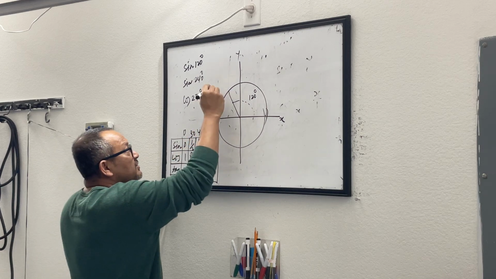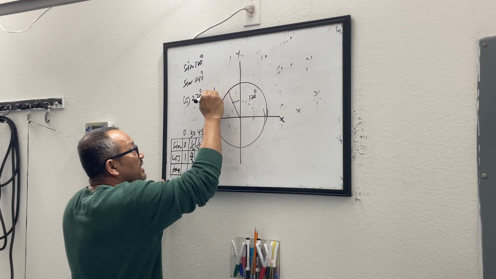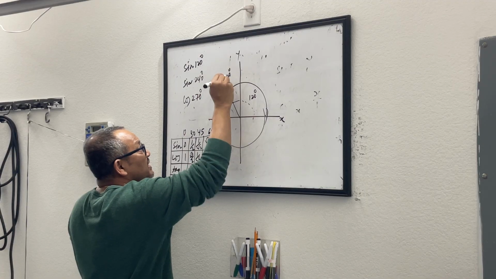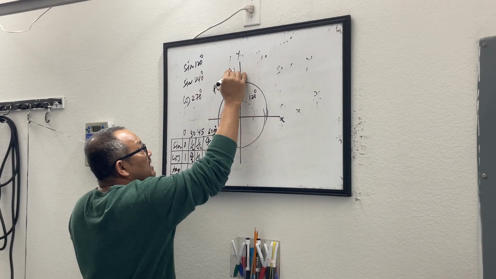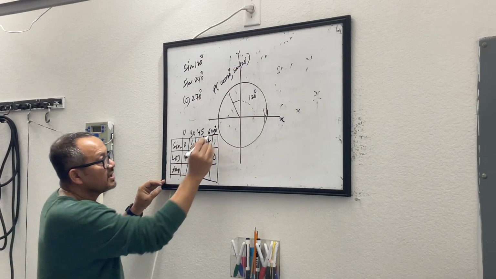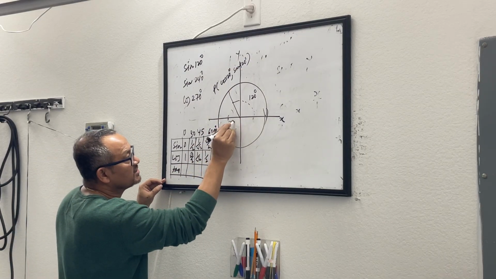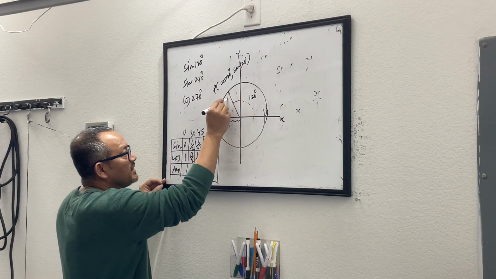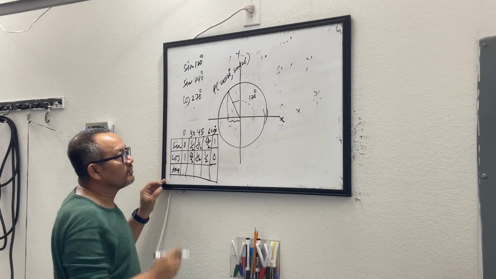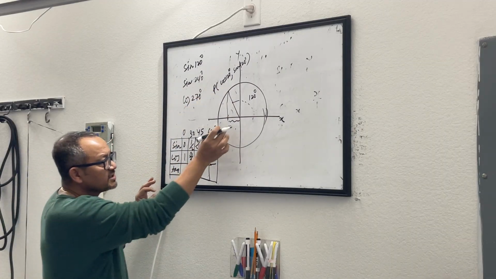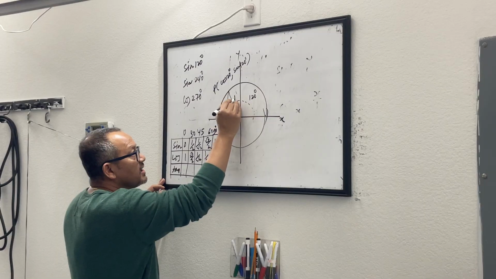As per the unit circle theorem, this point's x coordinate is cos of 120 degrees and y coordinate is sine of 120 degrees. Meaning if you find this distance, that will be your cos of 120 degrees, and this distance will be your sine of 120 degrees. This is your y coordinate and this is your x coordinate. Now how much is this x coordinate? Let's try to find it out. This is 1.